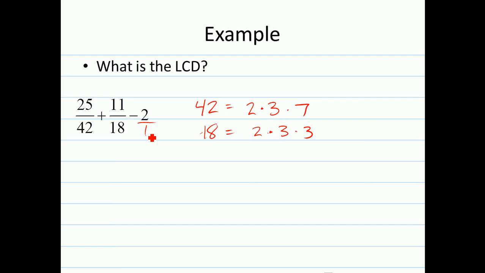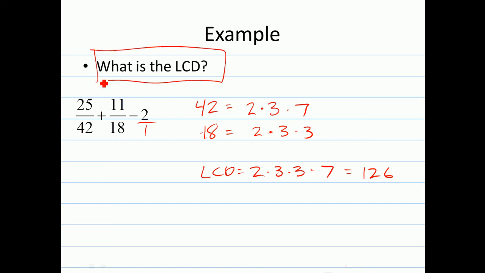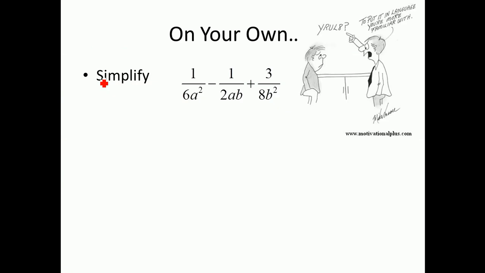Looking at this, it's the same way as when we were finding LCMs. Who has the most, and how many do they have? Each of them has one 2. So our LCD is going to be 1 two, 2 threes, and 1 seven. If we multiply that all together, we should get 126. So that would be just the LCD. If they're just asking for the LCD, then that's all we have to worry about. So let's keep going and see if we can simplify this.